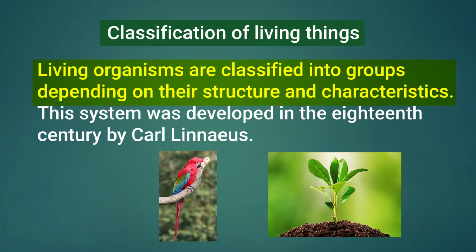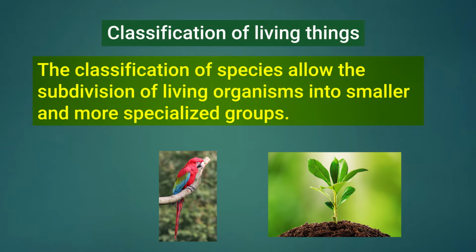Living organisms are classified into groups depending on their structure and characteristics. This system was developed in the 18th century by Carl Linnaeus. The classification of species allowed the subdivision of living organisms into smaller and more specialized groups.